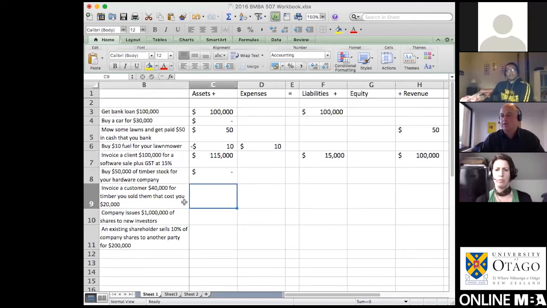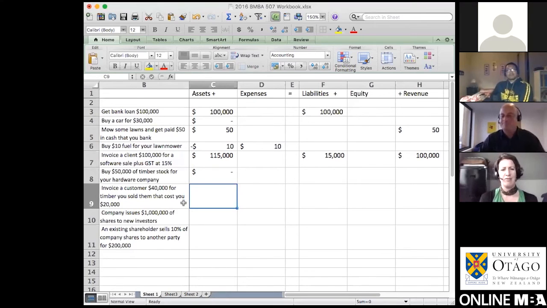This next one, we invoice a customer for $40,000 for timber that we sold them. That cost us $20,000. Remember we talked about this the other night, and there's actually 2 transactions. Who's going to have a go? I can try this again, Barry.